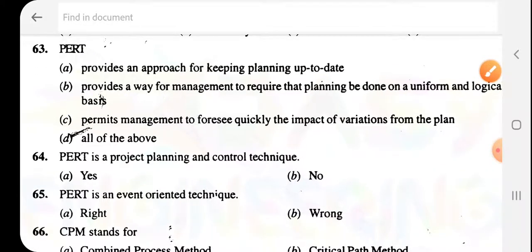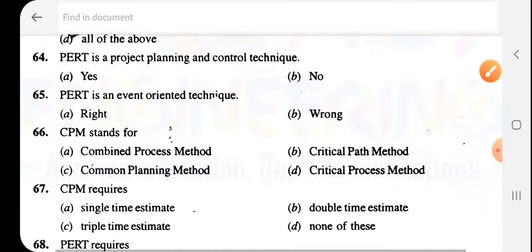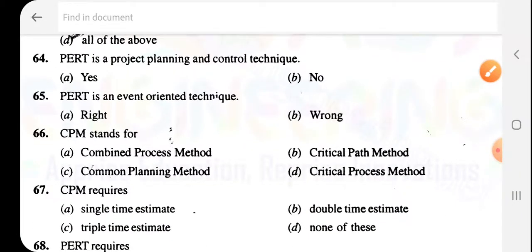PERT will provide for us all of this. What does it provide? An approach for keeping the planning up to date. A way for management to require that planning be done on a uniform and logical basis. It permits management to forecast quickly the impact of variations from the plan. All of the above. PERT is a project planning and control technique. That is 64, correct.